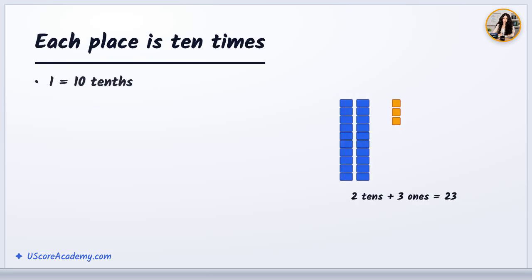Moving one place to the left makes a digit worth 10 times more. Moving one place to the right makes it 10 times less. So 1 whole equals 10 tenths, and 1 tenth equals 10 hundredths.